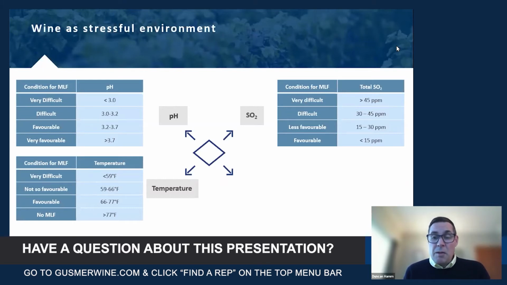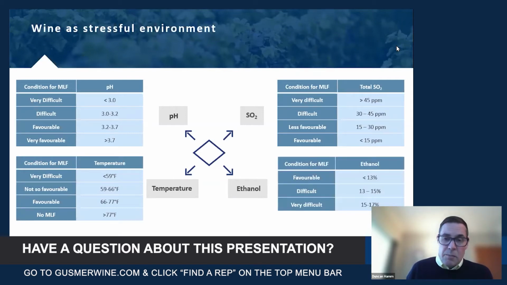30 to 45 ppm isn't so bad. Some strains will start to struggle more than others in this range. 15 to 30 ppm is less favorable. And then the lower we go, the easier it becomes for the malo bugs. And so below 15 parts per million is certainly what we would regard as favorable. The last point is ethanol.